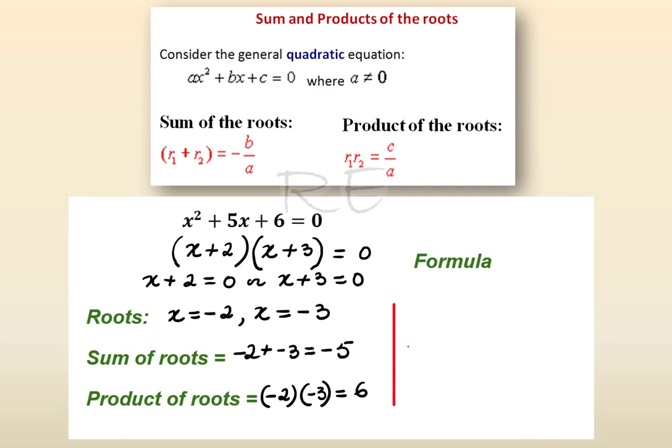Now the formula says to find the sum, just divide negative b by a. So it's going to be minus 5 divided by 1, the coefficient of x squared, and we get negative 5 quickly. The product, according to the formula, is c over a. So the product is just 6 over 1, which is 6. We're done.